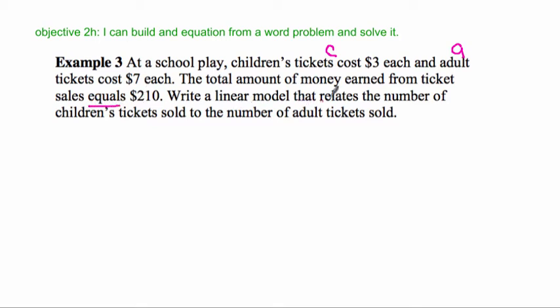Write a linear model that relates the number of children's tickets sold to the number of adult tickets sold. So for each children's ticket, it's going to be $3. So this is 3 times C. And means plus, 7 for the adult tickets. So 7 times A equals 210. That's our linear model for this little story problem here.